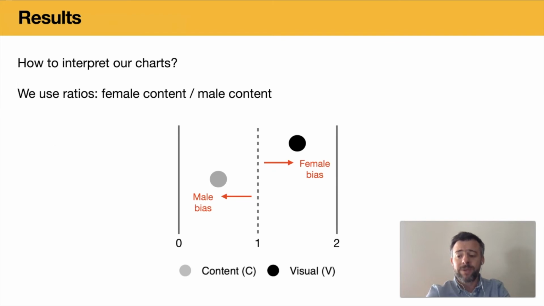All our metrics are ratios contrasting female content versus male content. So, if these ratios are close to 1, there is no content bias. When the metrics are over 1, there is a female bias. And when they are under 1, there is a male bias. We also distinguish with colors the metrics related to visual biases from indicators related to text or content in general.